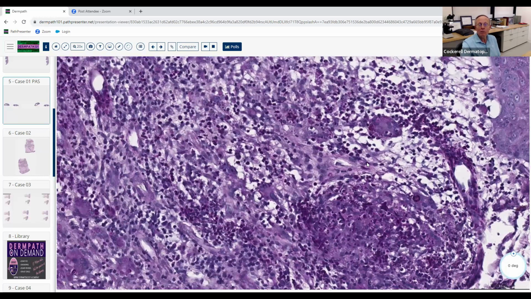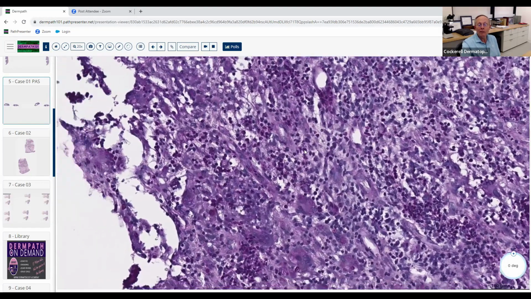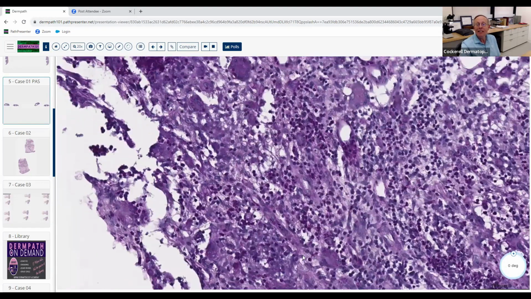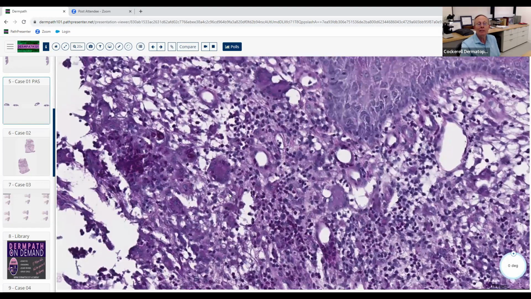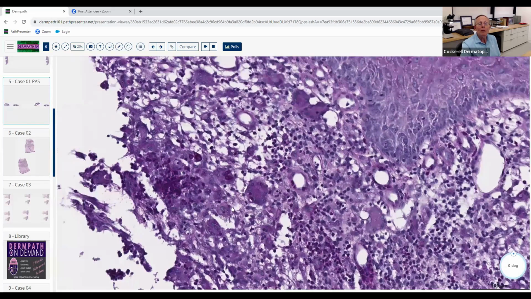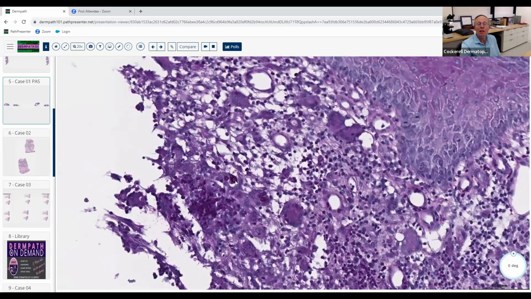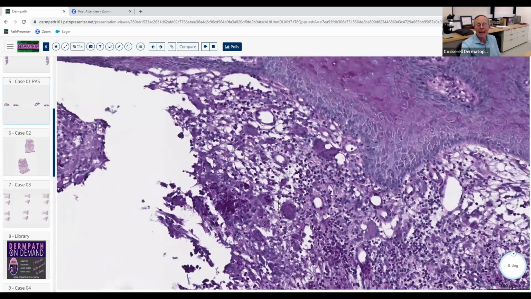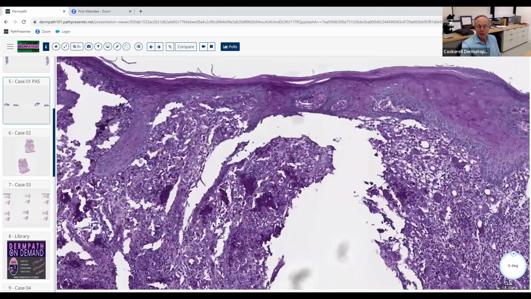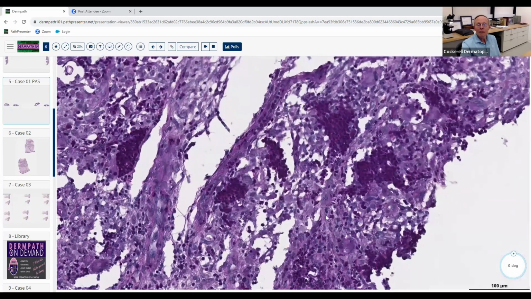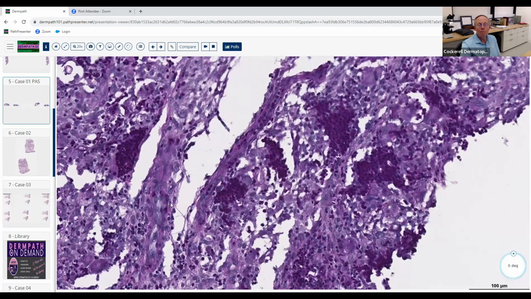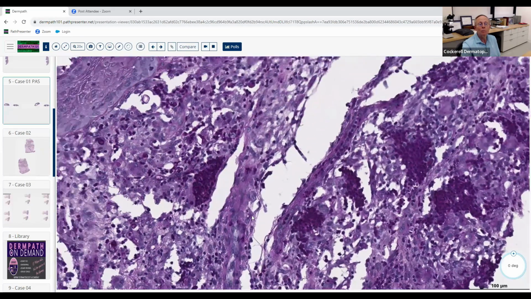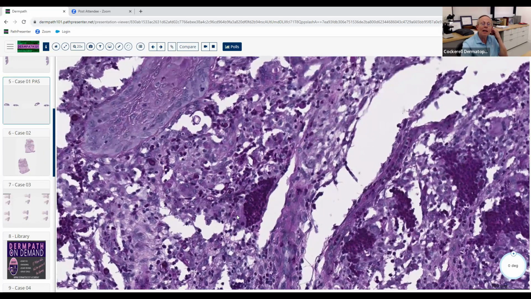And blastomycosis, remember, it's the one that gives you broad-based budding yeast, especially when you see that in culture. Here's another cluster of them right here. So this was a person that had cutaneous blastomycosis. So you will see infectious diseases on the board examination.